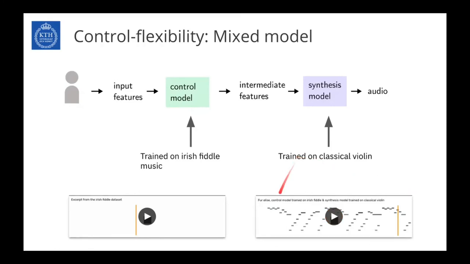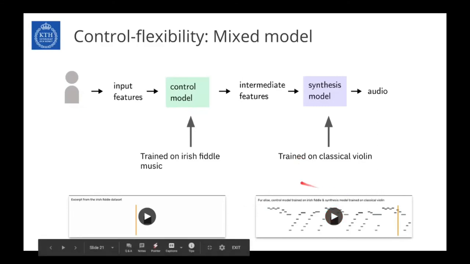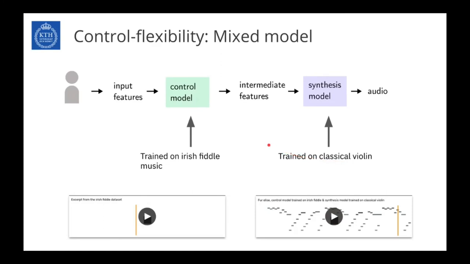And here is Thaïs's Méditation synthesized with a control synthesis model trained in part on this Irish fiddle dataset and in part on this classical violin dataset.